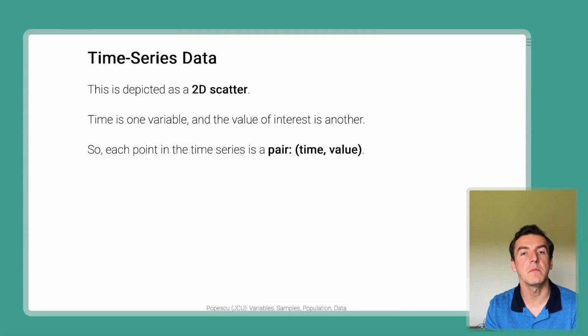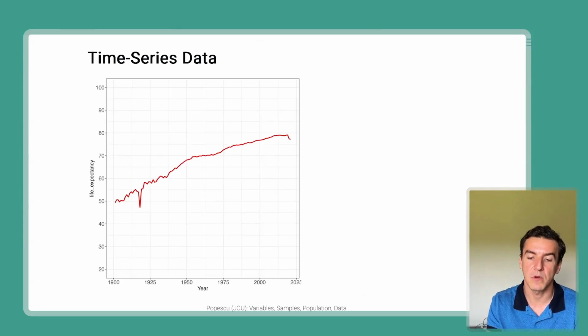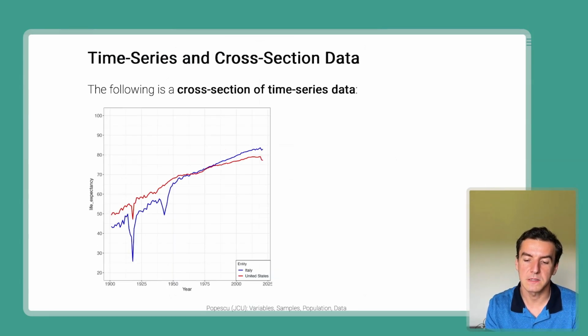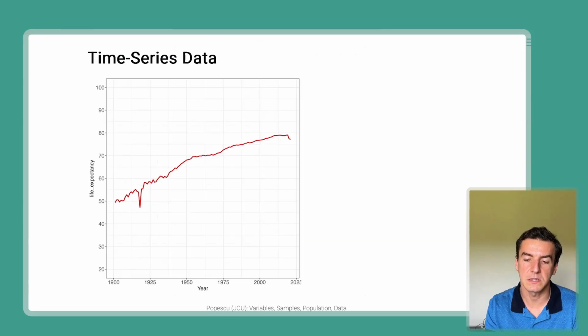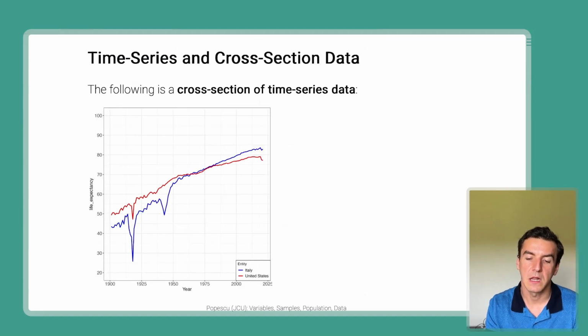Okay, so we can still depict time series in a 2D format, but in this case we have time and value, right? Previously we only had a value because it was only one country without any reference to time. Now we also have a time reference. So this is, for example, life expectancy for the United States depicted in red, and this is life expectancy for Italy from 1901 all the way to 2021.